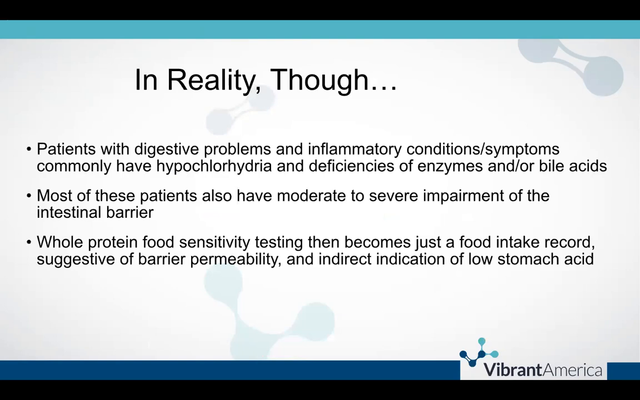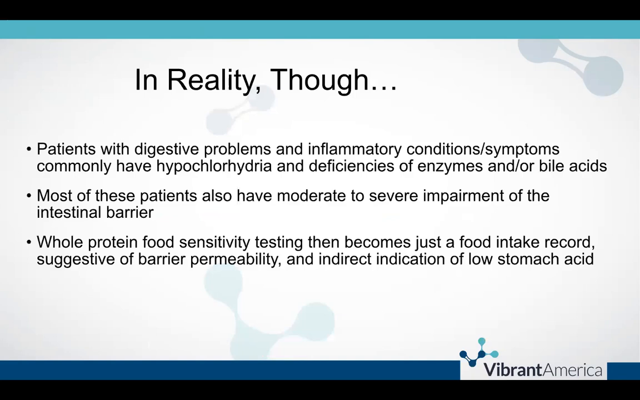Now, you can see where there's some flaw in this line of thinking, however, especially in the functional world. You're seeing patients with digestive problems a lot. They're probably making up the majority of the patients in your practice. They have some sort of GI inflammation or problem with inflammatory conditions and symptoms. These patients commonly have hypochlorhydria and deficiencies of enzymes or bile acid. If it's not an overt deficiency, a lot of times they have some imbalance where possibly they don't have enough enzyme to balance out the hydrochloric acid, or sometimes when the pH is not adequate.